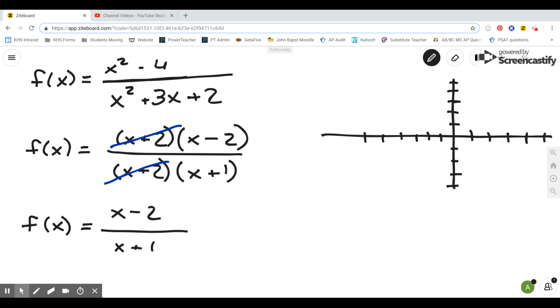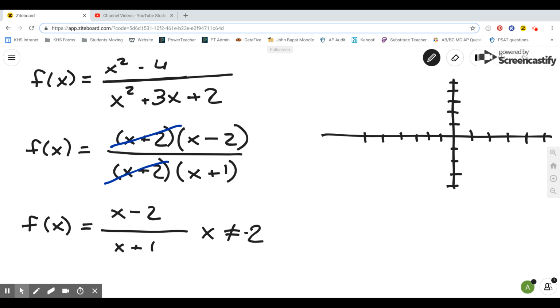So not only does factoring first help find x-intercepts, y-intercepts, and vertical asymptotes, it also allows us to check for removable discontinuities long before we get anywhere. And we should always check for removable discontinuities first, always factor first. And we see that we have a removable discontinuity at x equals negative 2.